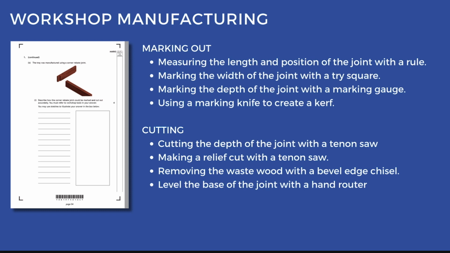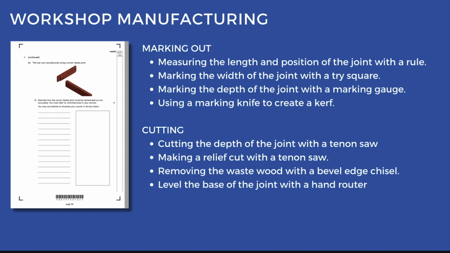In this case the joint would probably only have one line because you'd be working in from the end. You then get marking the depth of the joint with a marking gauge, so scoring that line on to show how far down the joint would actually be cut. And then a smaller, less common stage might be using a marking knife to create a little kerf, a groove for the saw.